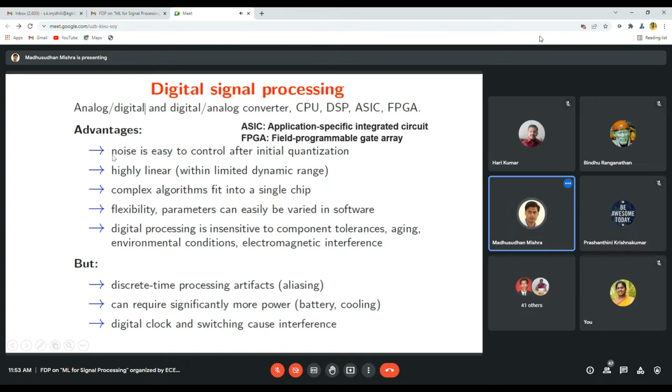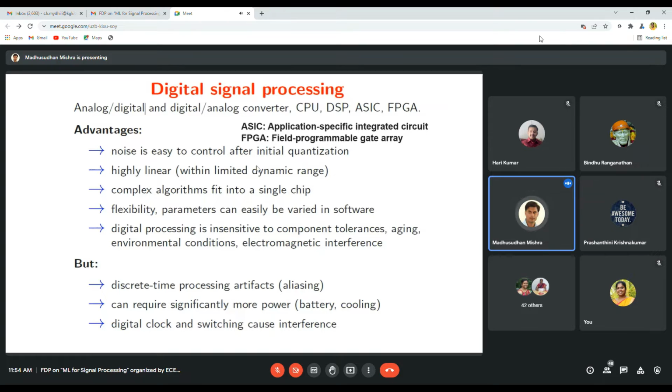We can see here that the advantages associated with digital signal processing are: noise is easy to control after initial quantization. It is highly linear within a dynamic range. Even complex algorithms can fit into a single chip, because it gives the flexibility of programming and reconfiguring the program. There is no need to change the components as in the case of analog signal processing. And it has flexibility: parameters can be easily varied in the code.